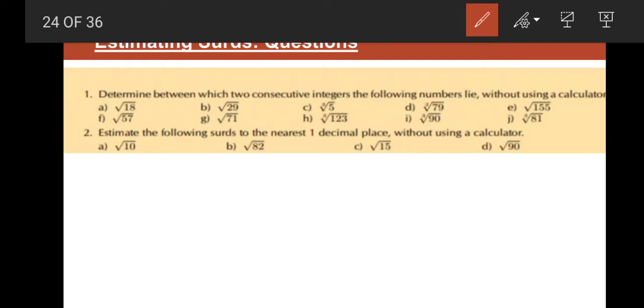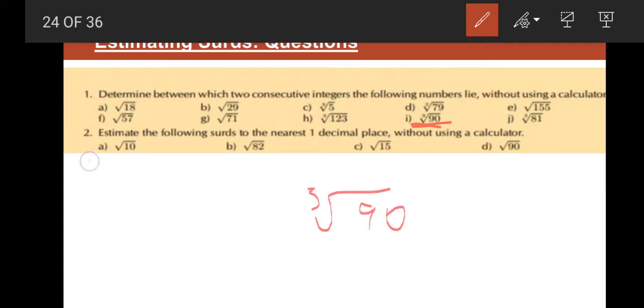Let us do I over here. It's more challenging. So it says that we must find between which two consecutive integers the cube root of 90 lies. So first of all, we will have to get our perfect cubes. Remember, we have learned that a perfect cube is any number you obtain by cubing an integer.